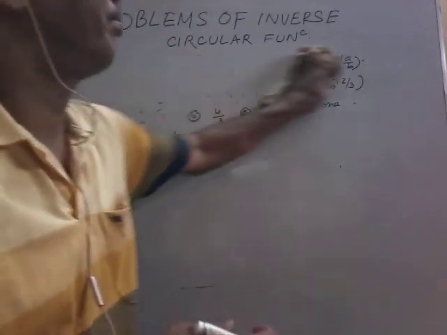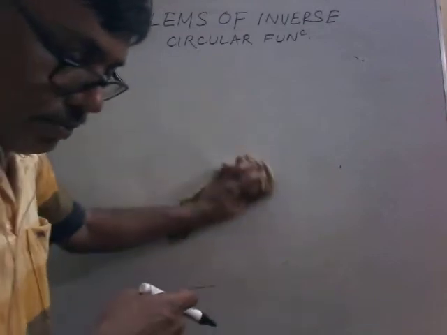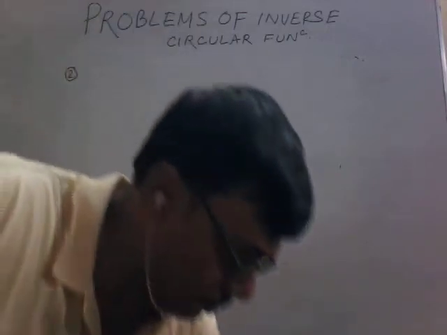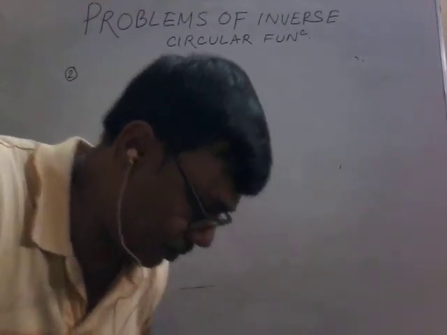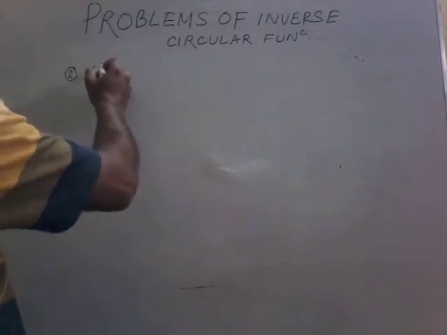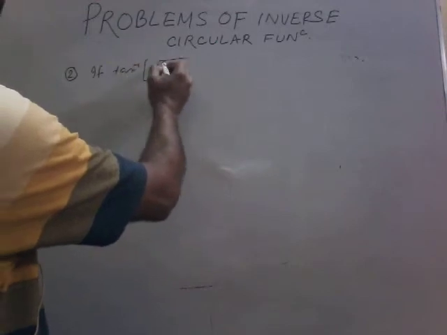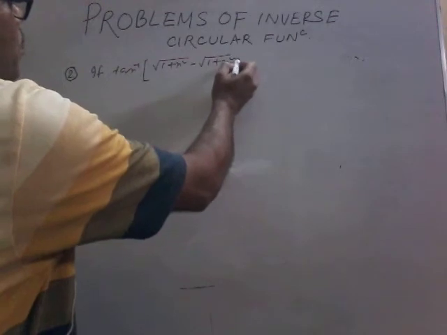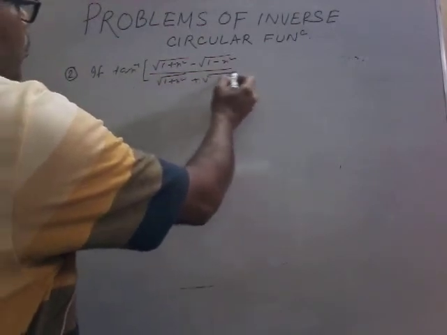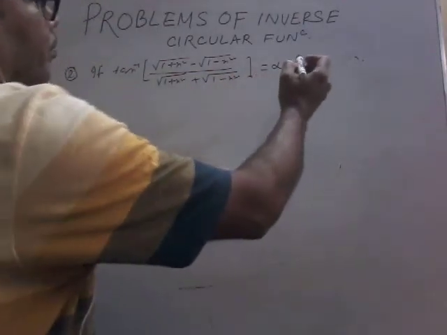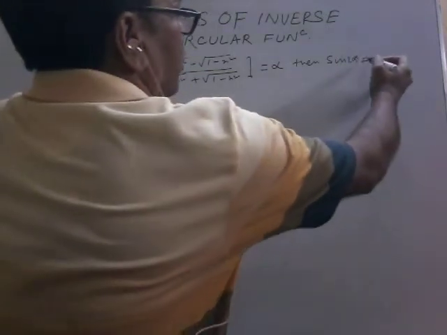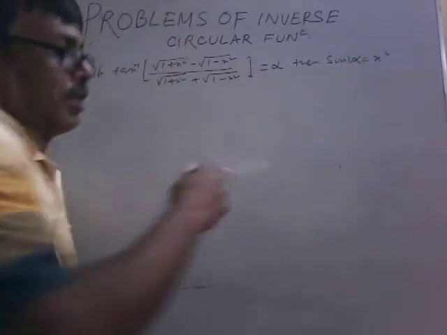Next problem number 2. If tan inverse of (root over 1 plus x square minus root over 1 minus x square) by (root over 1 plus x square plus root over 1 minus x square) equals alpha, then sin 2 alpha equals x square.